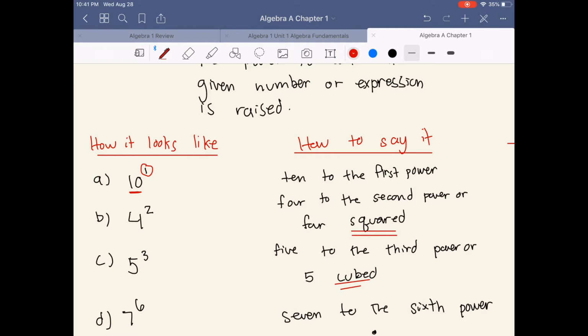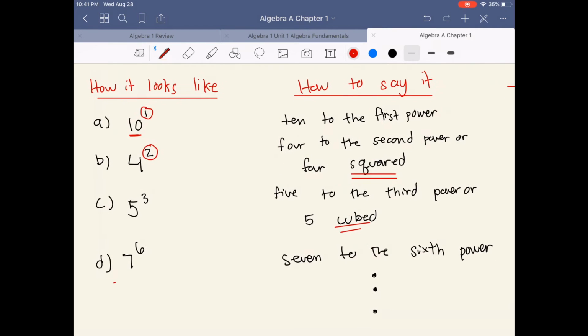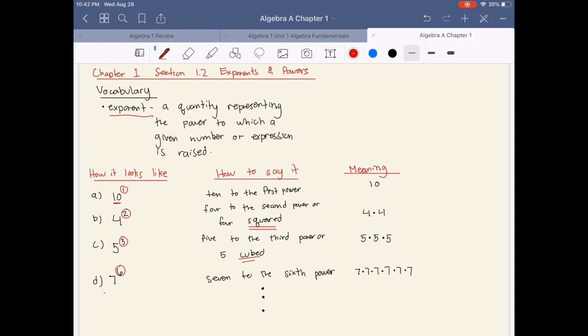Okay, so let's look at B, 4 raised to the second power. The exponent is 2. Let's go to letter C, 5 raised to the third power. The power is, or the exponent, is 3. So exponent and power are the same terms. Now look at letter D, 7 raised to the sixth power, then the exponent is 6. Okay, easy so far.